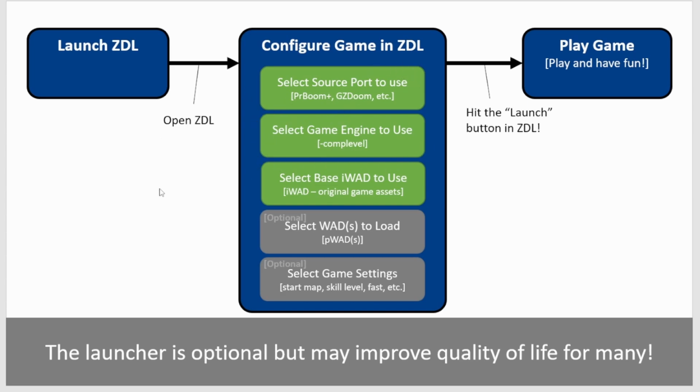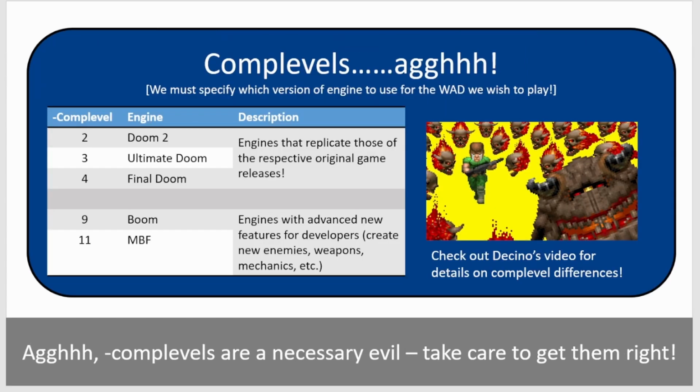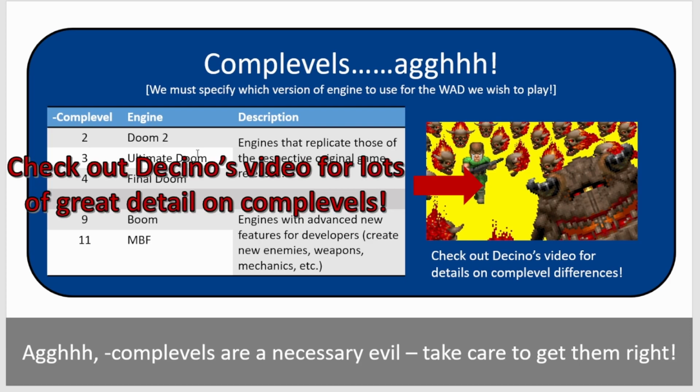The next thing is the game engine to use. And this comes up as comp levels, and it is a pain. I will acknowledge that. I know it's tough, I know it's tricky, but just give it a little bit of a chance and you'll get your head around it. It can seem a little bit complicated, but the reality is the comp level parameter is a parameter you give to the source port to tell it what type of engine it's trying to emulate. Okay, so I'll give you the first three main engines that I think are important. Comp level 2, which is the Doom 2 engine, comp level 3, which is the Ultimate Doom engine, and comp level 4, which is the Final Doom engine.